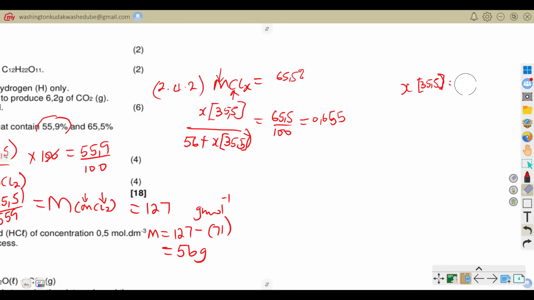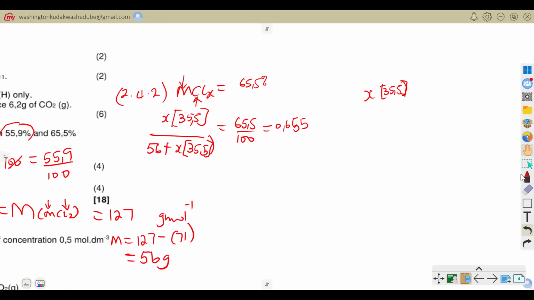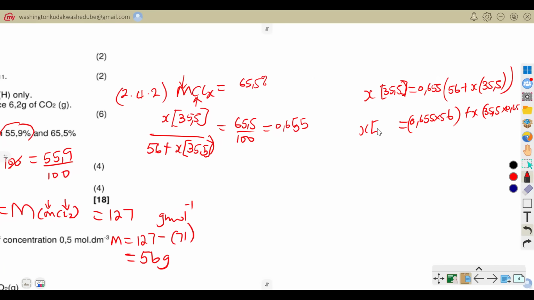So there, allow me to create my space. It will be this is equal to 0.655 times 56 plus x bracket 35.5. And then thereafter, I just need to expand this bracket. So this one will be 0.655 times 56, and then thereafter plus x times 35.5 times 0.655. And then this side I still have this one.